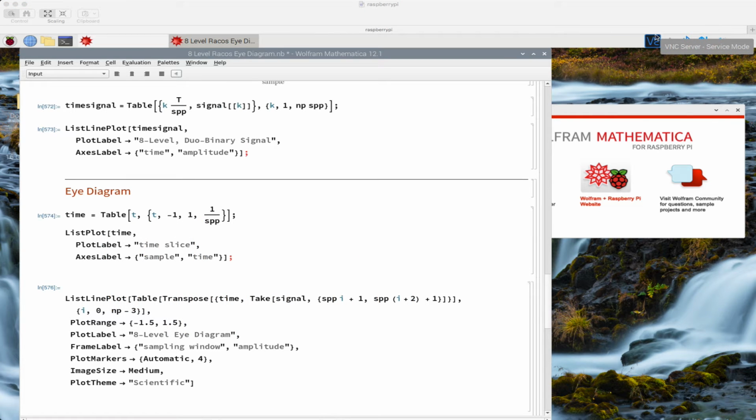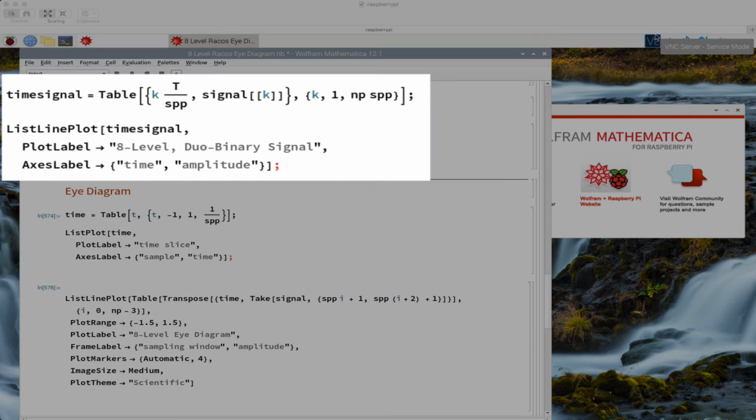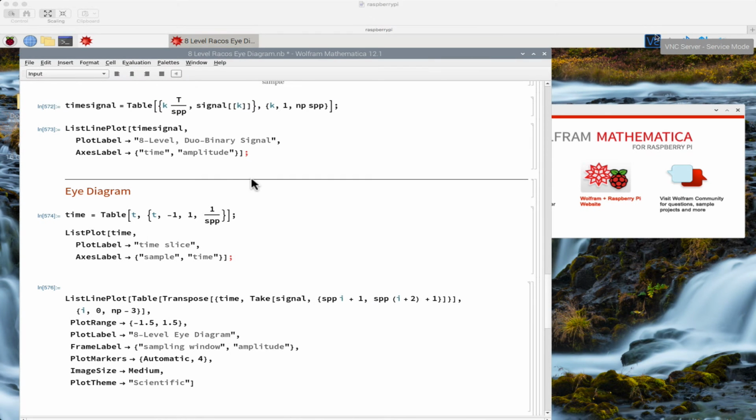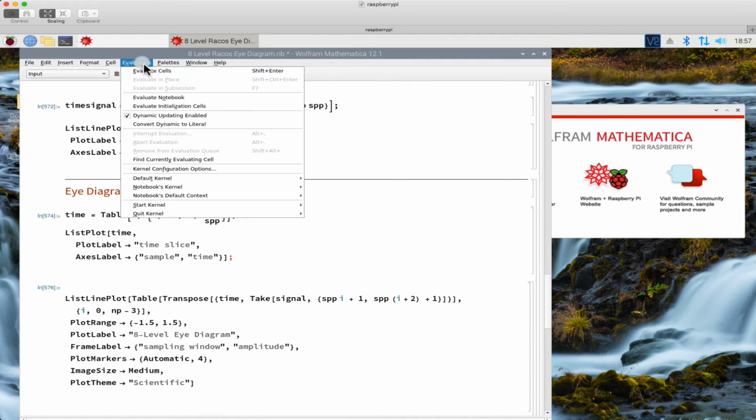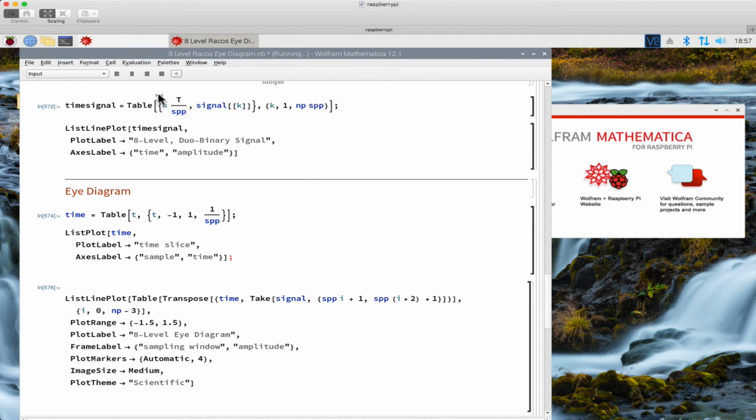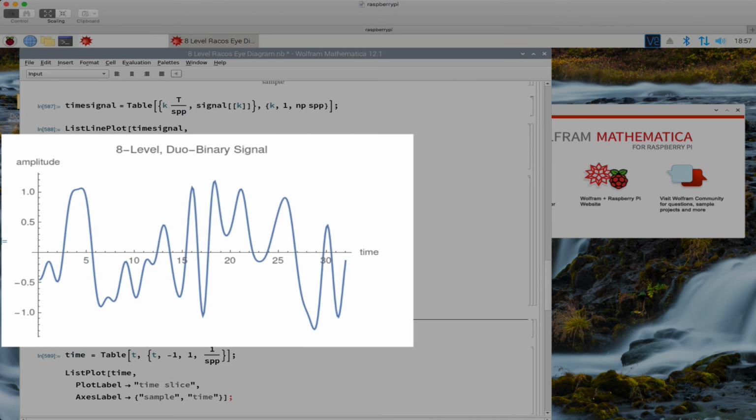To view the data stream in the time domain, rather than as a string of samples, we need to add a timestamp to each sample and then replot. And there it is.